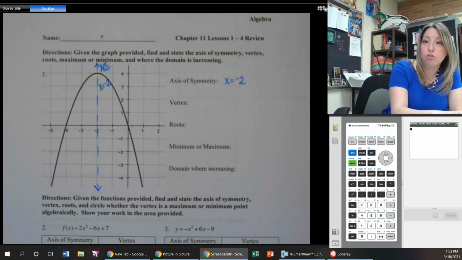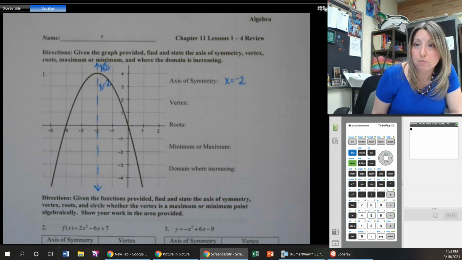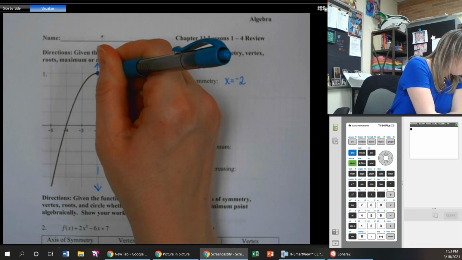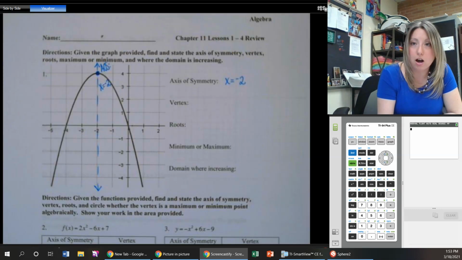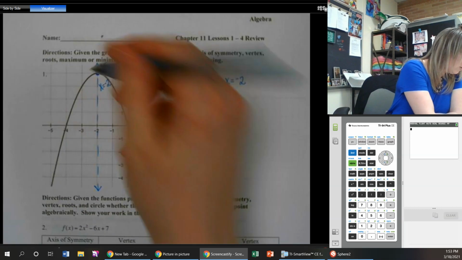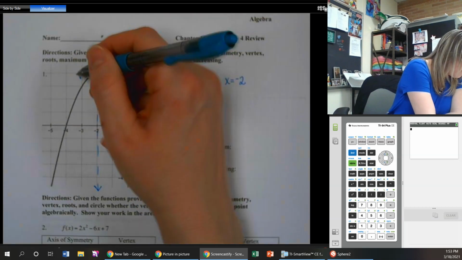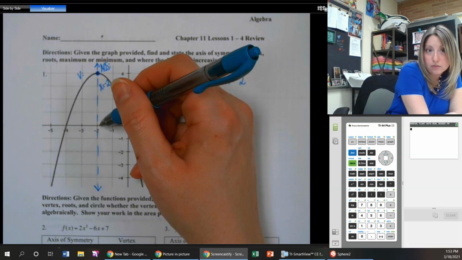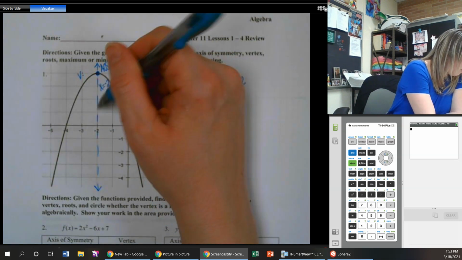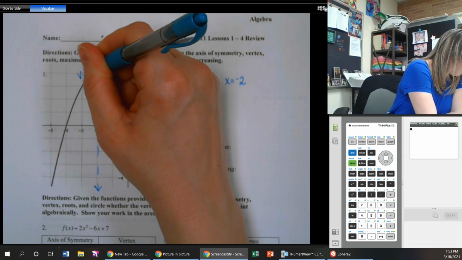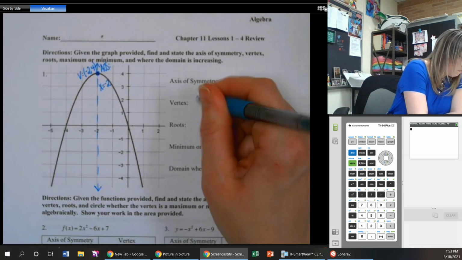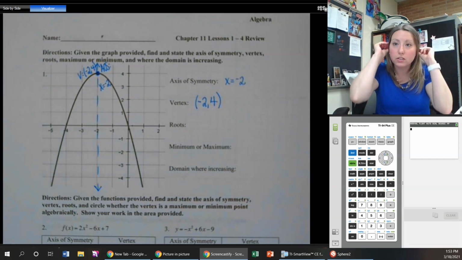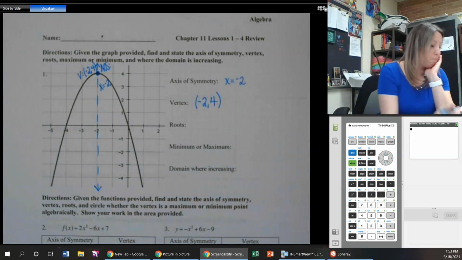On that line is your vertex, which is also known as your turning point. That's where your parabola turns back around. It's always the point of the parabola that's on that line. So the vertex here has x value -2, always the same x value as the axis of symmetry. And let's see, 1, 2, 3, 4. So (-2, 4). That is a coordinate point, so an x and a y coordinate in parentheses with a comma between them.